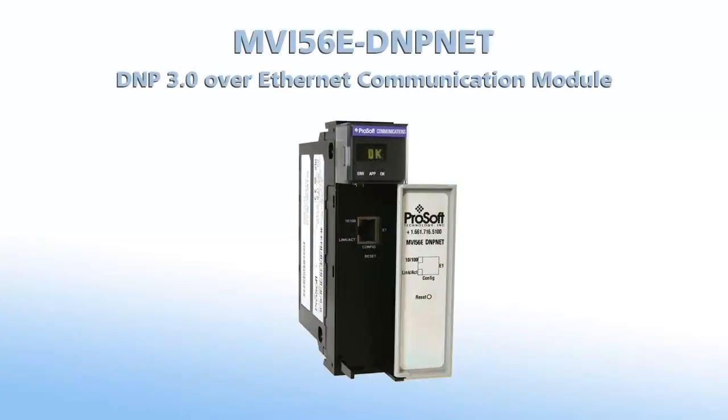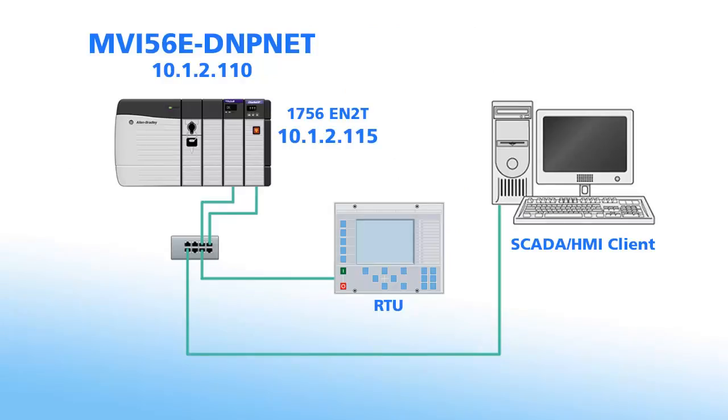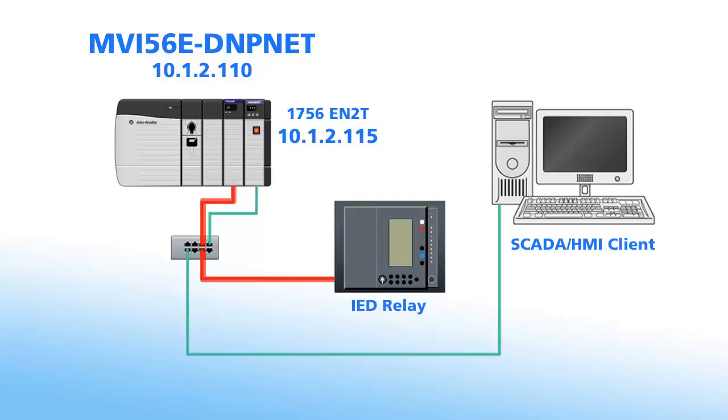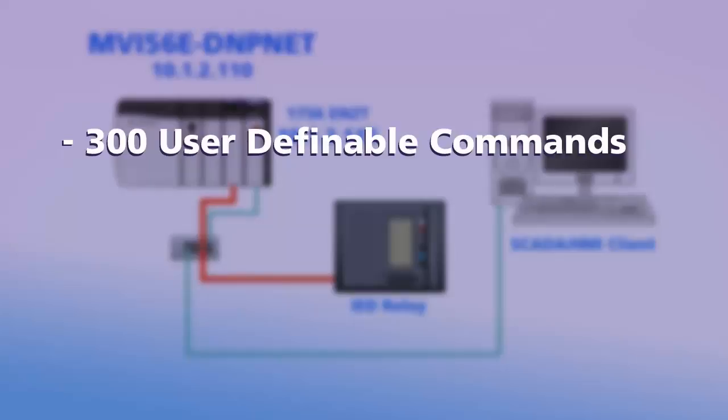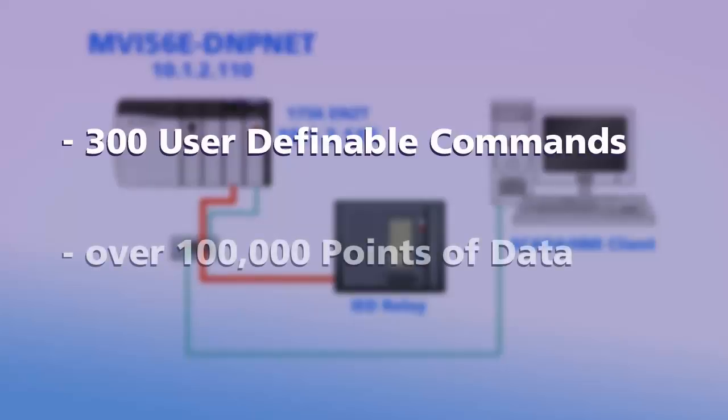Today we'll be showing you how to communicate to devices on DNP3 over Ethernet in a ControlLogix system using our MVI56E DNP net. The module can communicate simultaneously with DNP3 Ethernet clients or masters and up to 40 DNP3 Ethernet server devices such as RTUs, IEDs, and various protection relays. The MVI56E DNP net supports 300 user-definable commands and over 100,000 words or points of data.